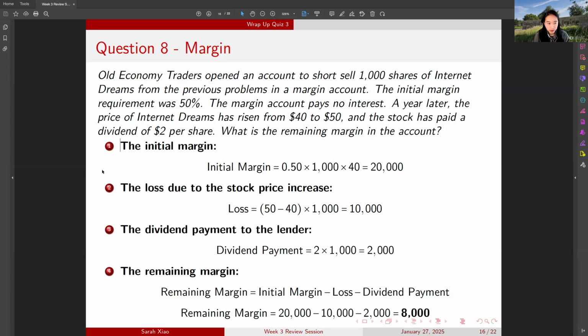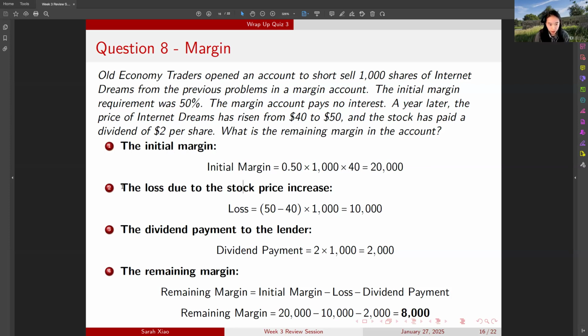To solve this question, we first need to compute the initial margin. So we have short sold 1,000 shares, and we multiply this number by the $40 price per share, and we multiply this number by the minimum margin requirement, which is 50%. So we got the initial margin amount, $20,000.